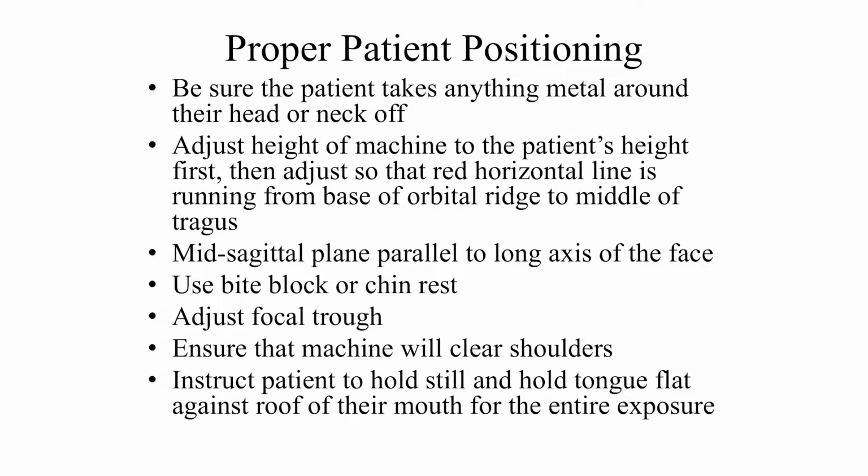Use a bite block or a chin rest to hold their head in the machine. If you don't have a bite block, you can use cotton rolls. If they're missing their anterior teeth, then you can use some cotton rolls between the back teeth just to keep the arches separated. Adjust the focal trough. I'll go over what the focal trough is. Ensure that the machine will clear the patient's shoulders. So you do a practice spin to make sure that it's not going to hit their back or their shoulders as it spins around. And you instruct your patient to hold still. Tell them it's going to be about 20 seconds or so, and that they should hold their tongue flat against the roof of their mouth for the entire exposure.